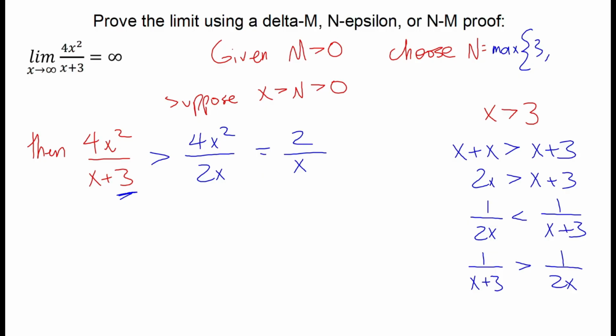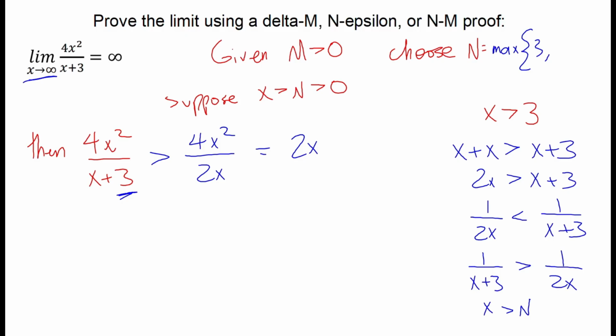Well, 4x squared over 2x is just the same as 2 over x. And so I know that now my function is greater than 2 over x, as long as x is greater than 3, which we can put that constraint on because x is approaching infinity. So now if this is 2 over x and x is greater than n, well, oh, this is not 2 over x. This is equal to 2x. Be careful there. 4x squared over 2x is certainly equal to 2x, not 2 over x.